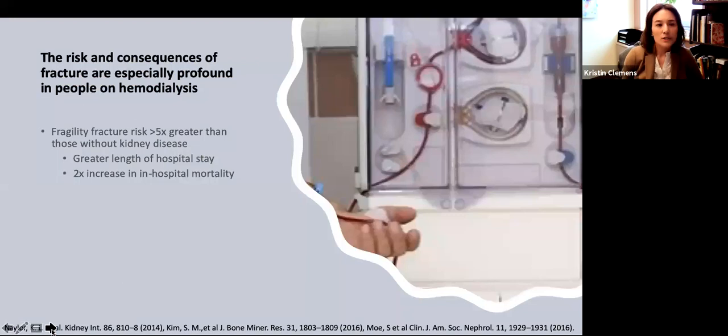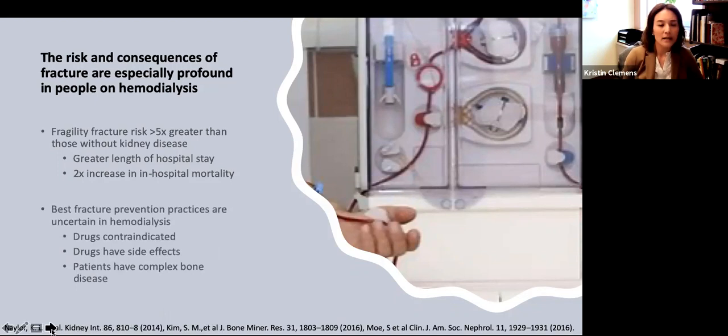Unfortunately, the risk and consequences of fragility fracture are especially profound in people who are using hemodialysis. We know that these patients in particular have a fragility fracture risk that is at least 5 times greater than those who do not have kidney disease. And once they have had a fracture, they unfortunately face greater lengths of hospital stay, as well as a twofold increase in in-hospital mortality.